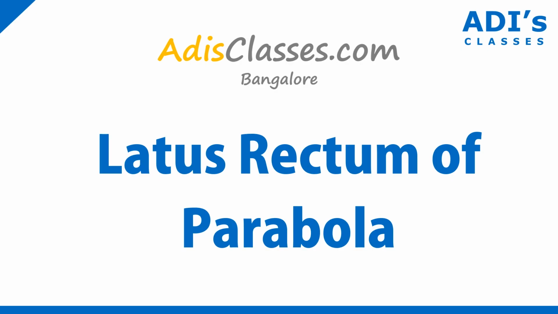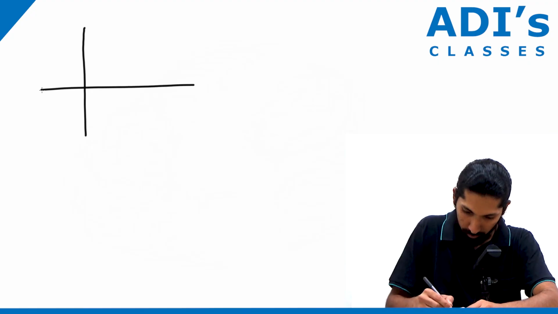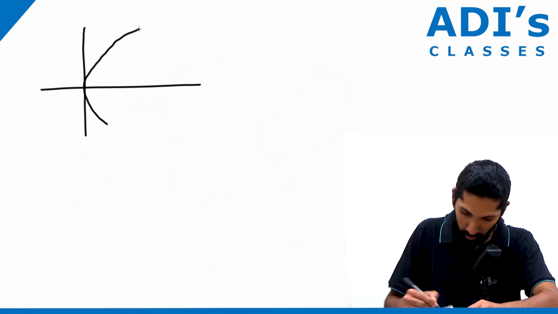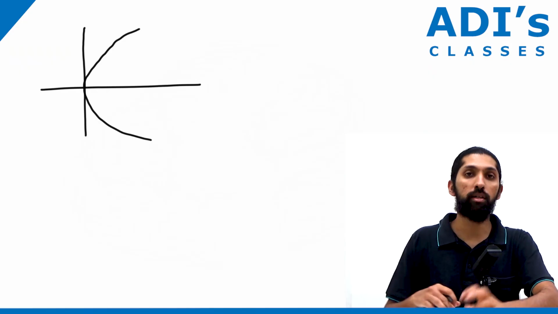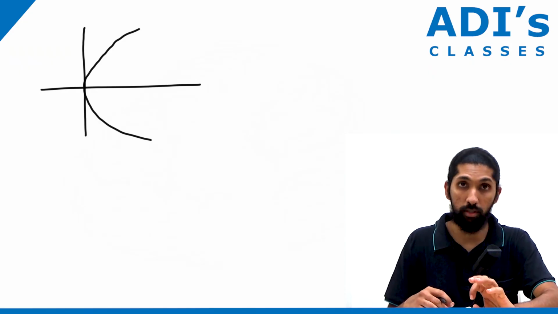Let's discuss certain parameters of a parabola. Now here, assume that you have a parabola, something like this one. It's passing through the origin. Now, we know what is a directrix, we know what is a focus, what is a vertex.